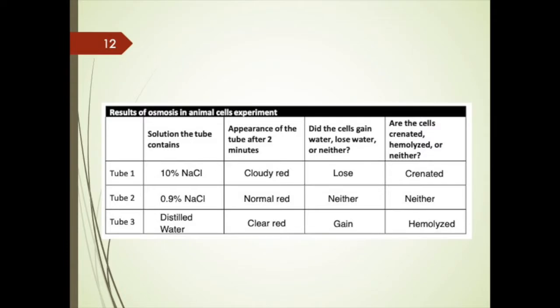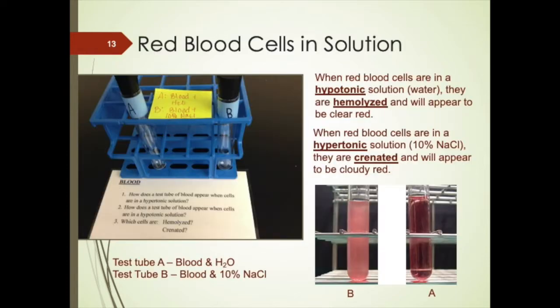This is the results of that experiment. So tube 1 is 10% sodium chloride, tube 2 is 0.9% sodium chloride, tube 3 is distilled water. So we can see here, when red blood cells are in a hypotonic solution, they're hemolyzed and will appear clear red. And that's in A.